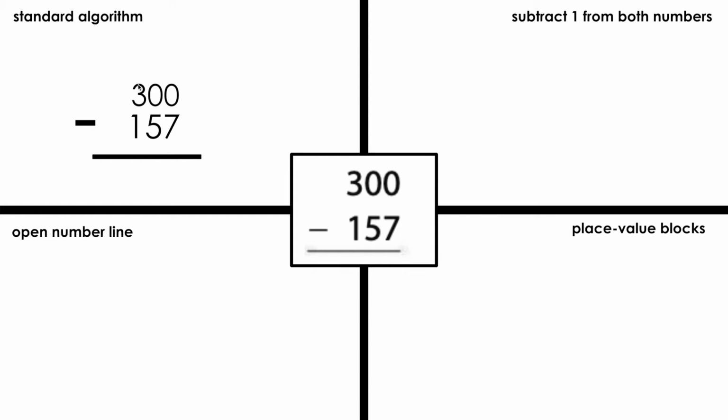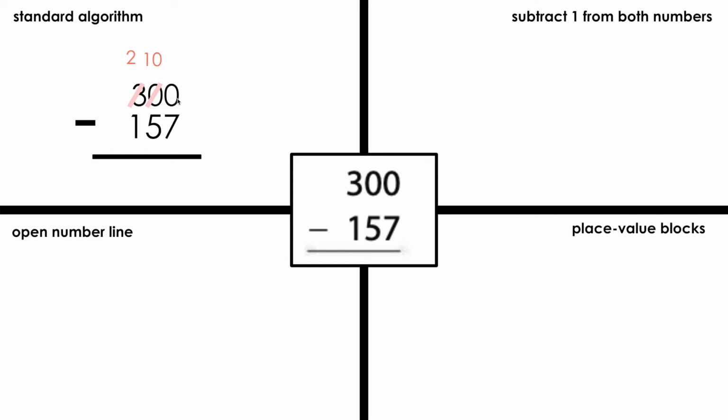Now let's take a look at the hundreds place. In the hundreds place we have the digit 3, which means we have 300. We can regroup one of these hundreds into 10 tens. So let's go ahead and cross off this 3. We have 200 because we regrouped one of these hundreds into 10 tens.